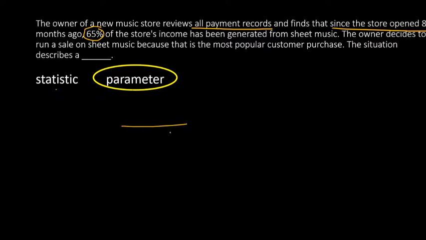If the store owner had monitored all payment records in the last 3 months or something like that, then this would have been a statistic, right? Because it would have been less than all. So remember, parameter goes with population, and it's all the individuals. Statistic goes with sample, right? And it's just a selection. So S for statistic, S for sample, S for selection of individuals.